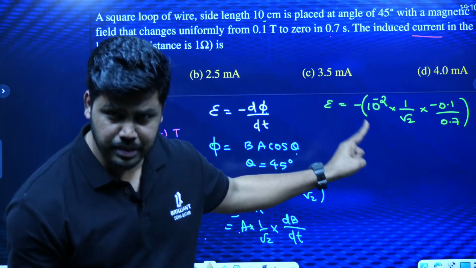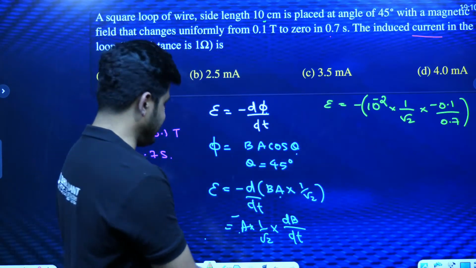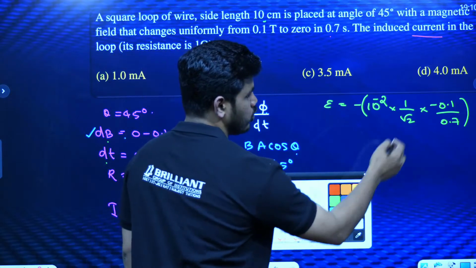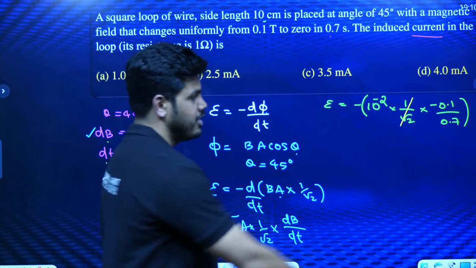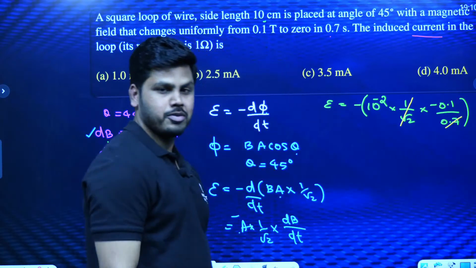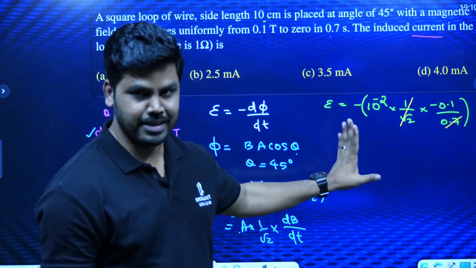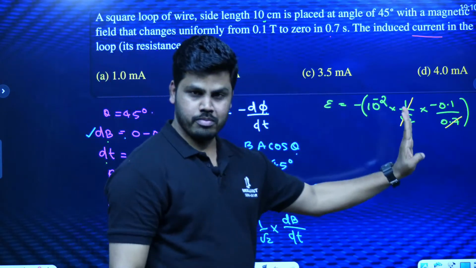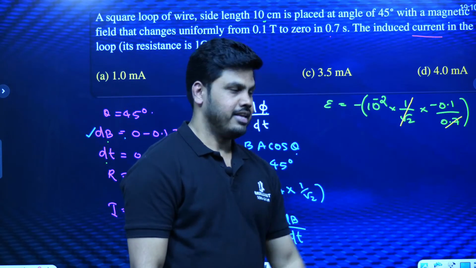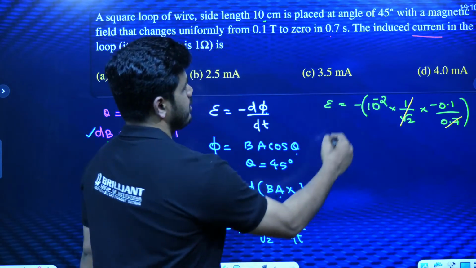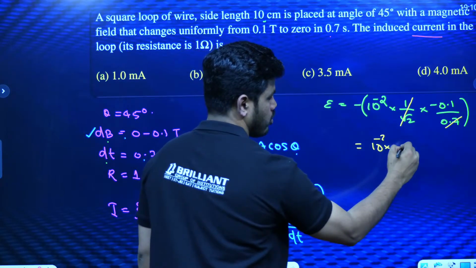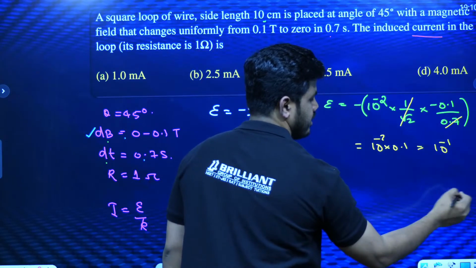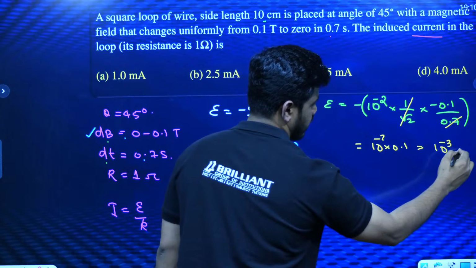Don't be scared by looking at that calculation. It's easy, because 1 by root 2 is nothing but 0.707. So that 0.707 can be cancelled, right? Yes, so that is gone, because 1 by root 2 we know is 0.707 exactly. So we have 10 raised to minus 2, minus and minus get cancelled, into 0.1, we get 10 raised to minus 3, sorry, 10 raised to minus 3 volt.